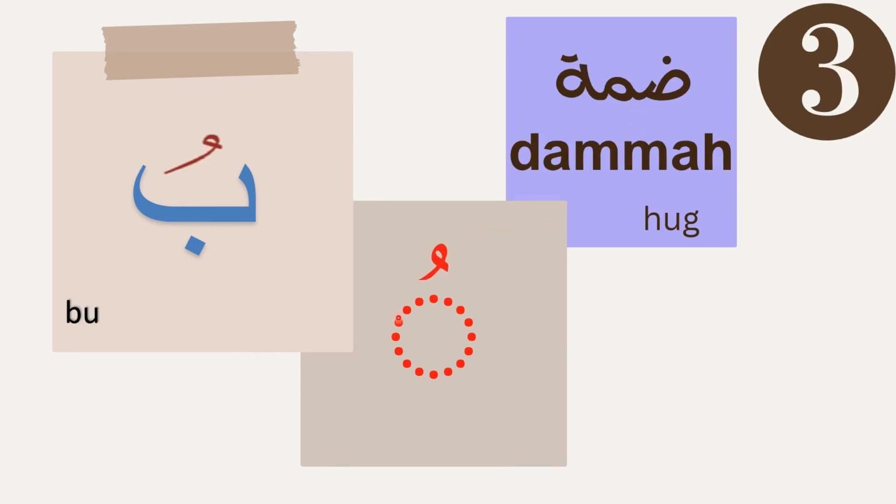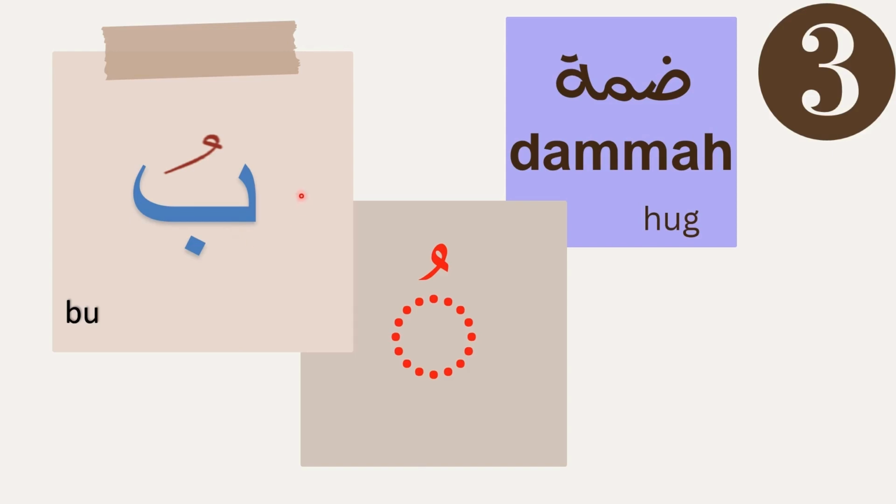Third one is Dhamma. Dhamma is like a little comma, and it's also put above the letter, and it produces the oo sound. So for example here, if we find it above ba or any other letter, it means it will give us the oo sound. Here it will give us the boo sound. It will be read as boo.